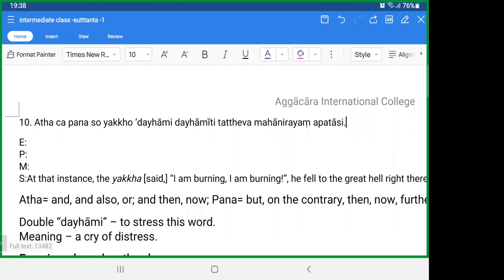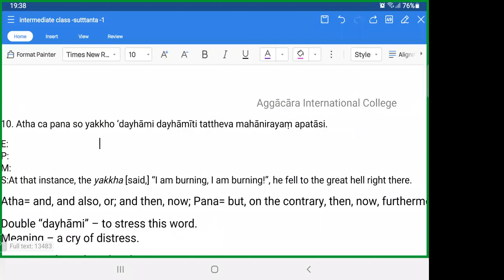How about other person? Any other student want to try? Wait. Let others try. Joyce. Okay. Other student, please try. How about Lin Winnie? Apatasi. Okay. Apatasi is? Apatasi, fell. Okay. Fell. It comes from apatati. All right. So okay, we studied it. How about Lini? So you want to try anything?